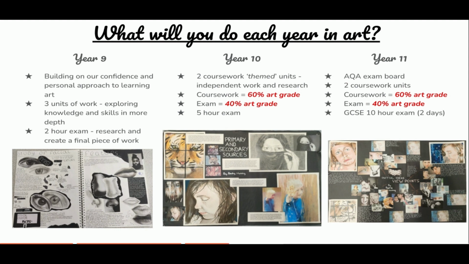And then you see in year 11, you have something very, very similar. So again, AQA will set a brief, 2 coursework units, again, 60% coursework, 40% exam. So your overall final GCSE grade is 60-40. But as I said, that exam isn't a written exam. It is a creating a final piece exam. And you can see in year 11, that exam is 10 hours. So you get a long time to prepare for it, but over 2 days, you will be in the art room doing that exam over a 10-hour period, which can be quite intense.